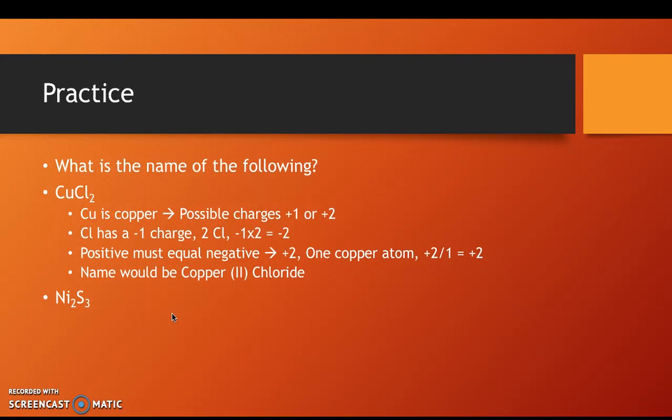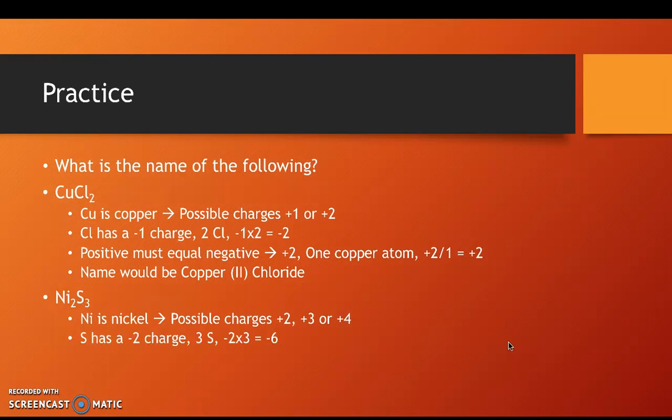If I look at nickel, Ni2S3, first I'm going to make sure I have a transition metal. Nickel is a transition metal. It has possible charges of +2, +3, or +4. To figure out which one, I'm going to look to sulfur. Sulfur has a -2 charge, but I have 3 sulfurs, so if I do the -2 charge on each sulfur times the 3, I get an overall -6 charge.